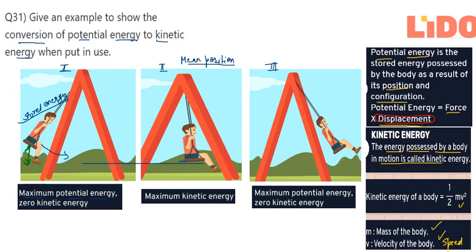The boy will, after this, start moving, and when the boy moves from here to here, slowly the potential energy gets converted into kinetic energy. That is, the stored energy is now used up when the boy starts moving. The boy is starting to move, and we know that the energy possessed due to motion is kinetic energy. Therefore, here the potential energy starts getting converted into kinetic energy. It keeps on doing so till it reaches this position.